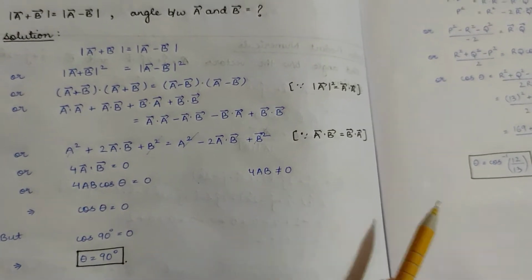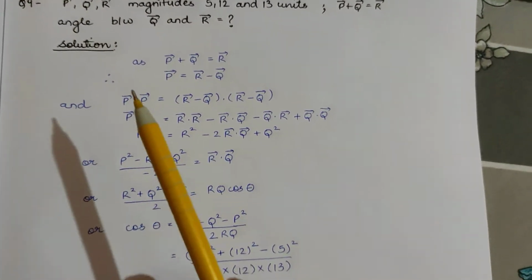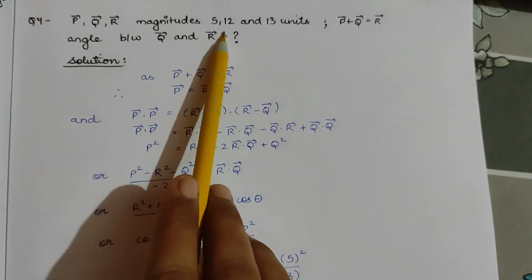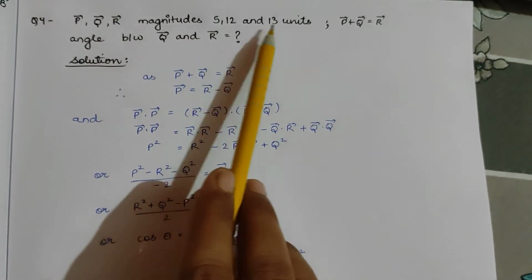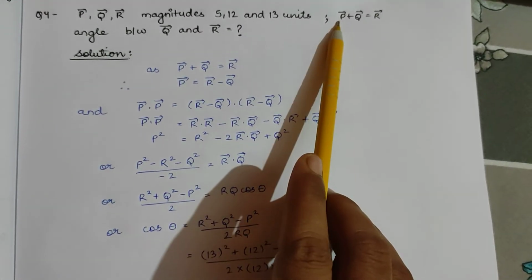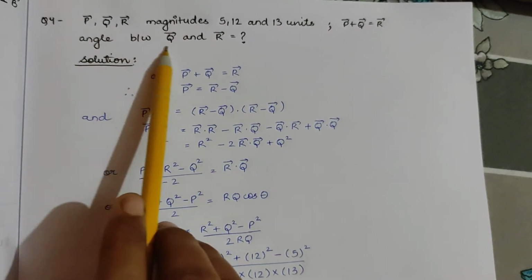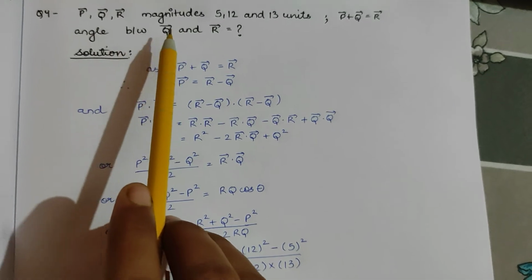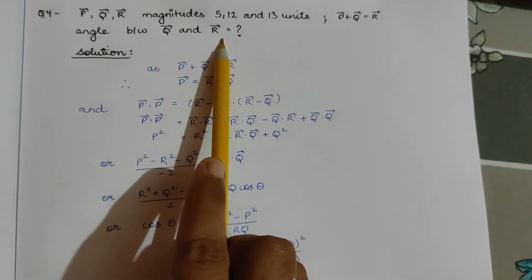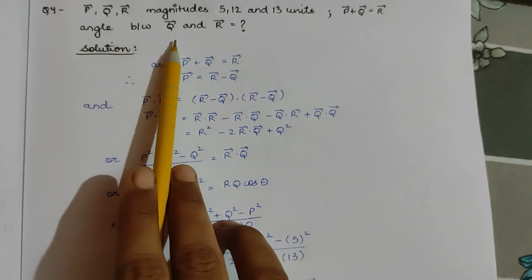Okay. Now considering the next numerical, moving further with numericals, we have three vectors, vector P, vector Q and vector R, and their magnitudes are 5, 12 and 13 units. Okay. And a condition is given that vector P plus vector Q is equal to vector R. And we have to find the angle between, now this is important, we have to find the angle between vector Q and vector R.